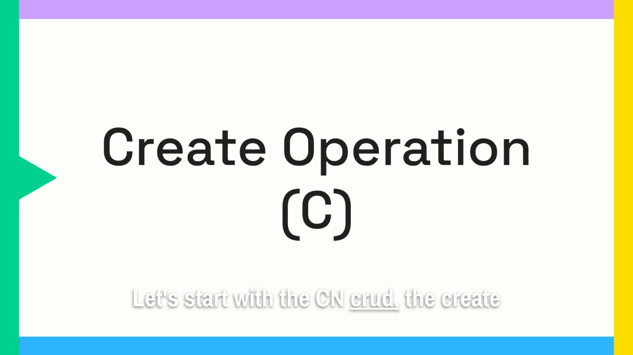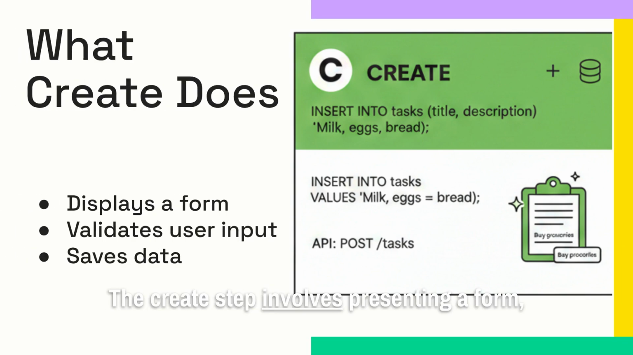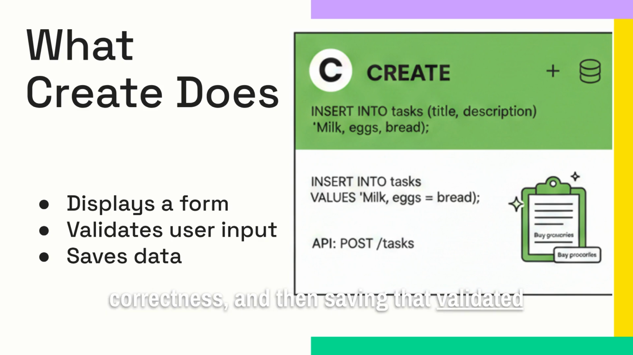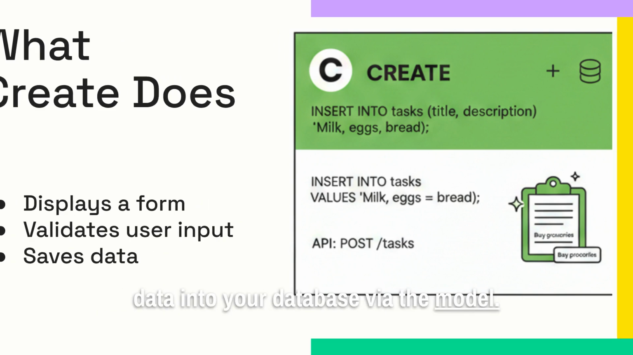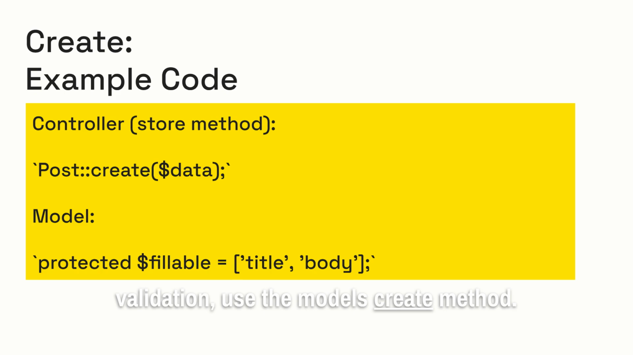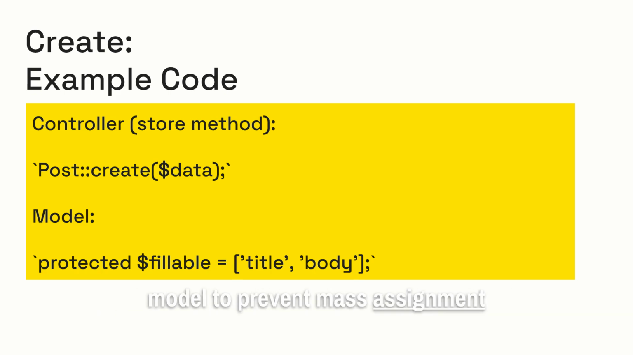Let's start with the C in CRUD, the create operation. This is how new data enters your application. The create step involves presenting a form, validating the user's input for security and correctness, and then saving that validated data into your database via the model. In the store method of your controller, after validation, use the model's create method. Remember to set the fillable property on your model to prevent mass assignment vulnerabilities.